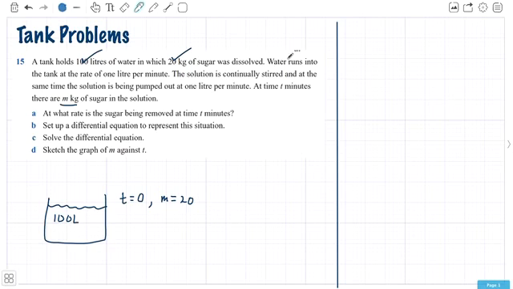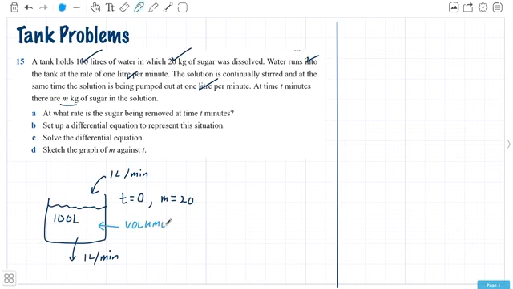We've got water running into the tank at a rate of 1 litre per minute, and the solution is stirred, and some of that solution is then pumped out at 1 litre per minute the other side. Now the first thing with a problem like this is to determine whether or not the volume of the tank is changing.